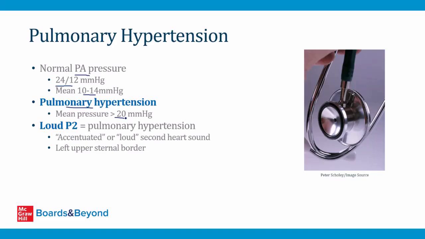One thing to be aware of, especially for board exams, is that there is a clinical finding when you examine patients with pulmonary hypertension, and that is a loud P2. So P2 is the pulmonary component of the second heart sound, and it is accentuated or loud in patients who have pulmonary hypertension. This is a heart sound heard best at the left upper sternal border, and especially in board questions, they may describe a loud P2 or a loud second heart sound, and they're trying to tell you that the patient has pulmonary hypertension.